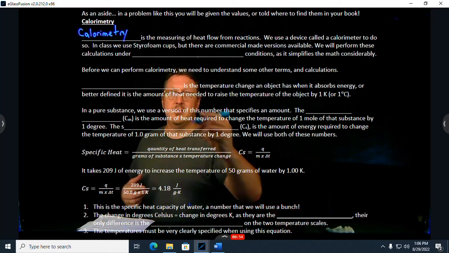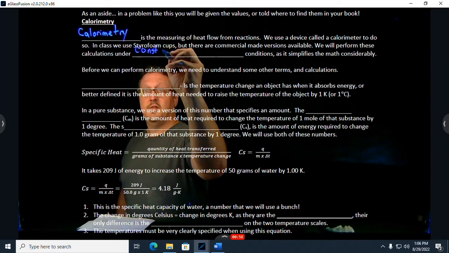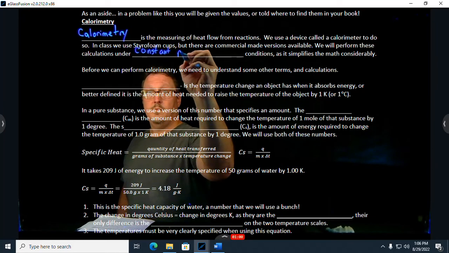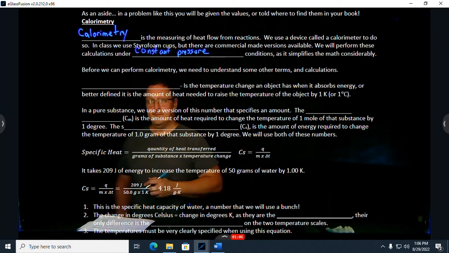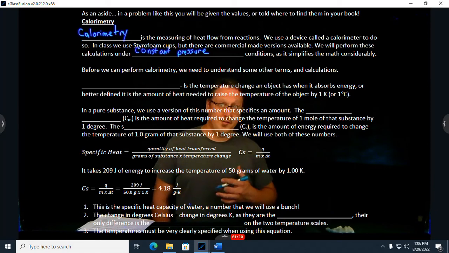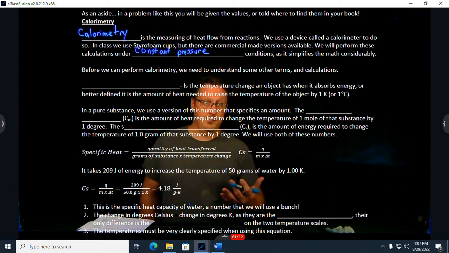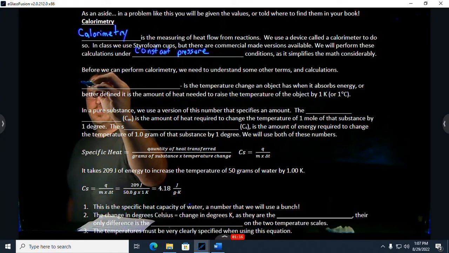Under constant pressure conditions, because that'll make the math easier for us. And so constant pressure conditions simplify the math considerably. So before we can do calorimetry, though, we need to understand some other terms and the calculations that are involved. Okay? And so heat capacity is the first thing that we need to talk about.